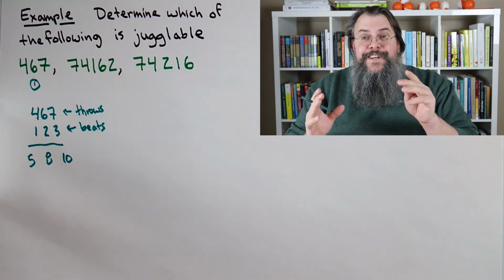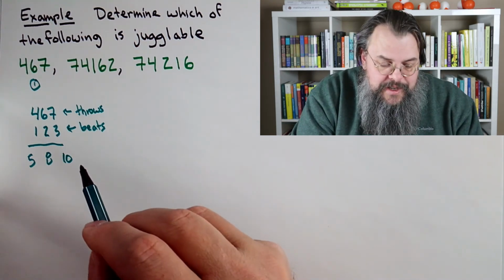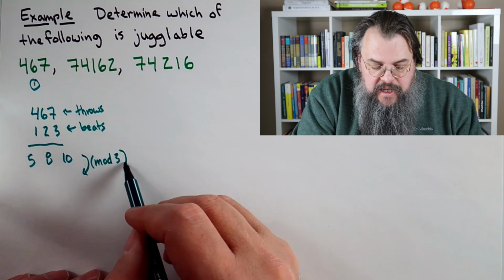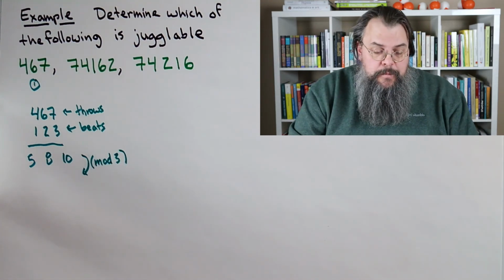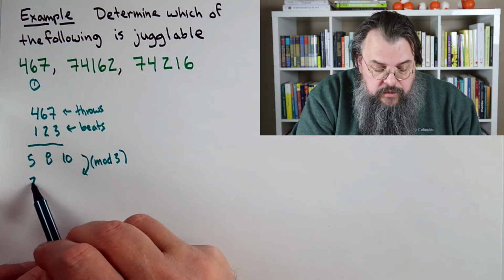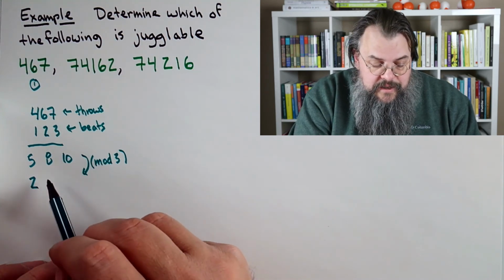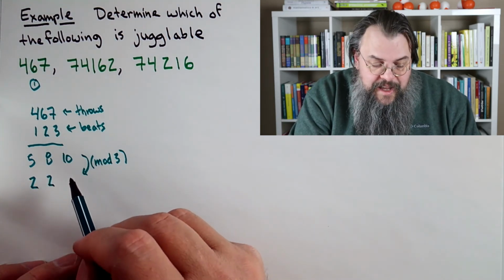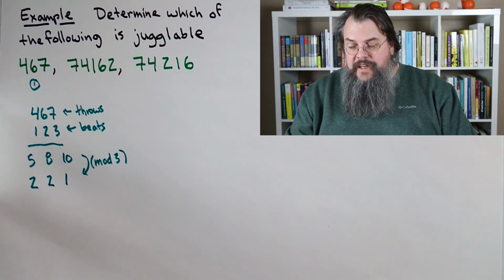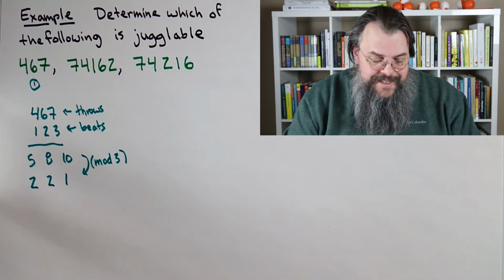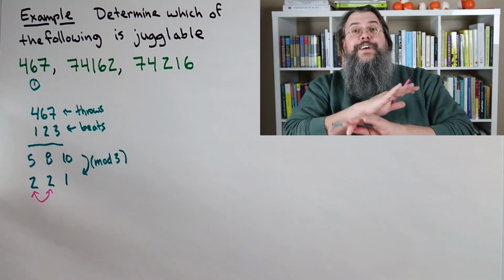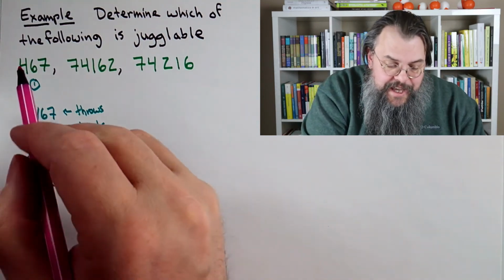Is it jugglable? Well, we're not done. What's the other thing we have to do? Now, we got to take this modulo our period. So in our case, modulo 3. And when we do that, okay, what do we get? 5 mod 3 is 2. 8 mod 3 is 2. And 10 mod 3 is 1. And now, are these distinct? And the answer, no. See, those are equal. So that says 4, 6, 7, not jugglable. Can't be juggled. Can't be done.